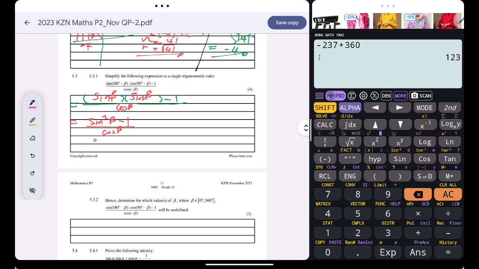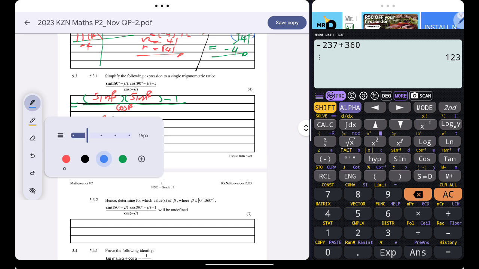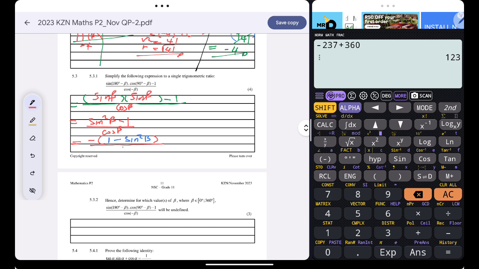I can take out a negative there at the top, and then I will be left with a positive 1 minus sine squared beta. Add together, and then I'll be left with cos beta at the top. Then this thing will give me a negative cos squared beta all over cos beta. So this will just be equal to a negative cos beta. So this thing is equal to a negative cos beta.